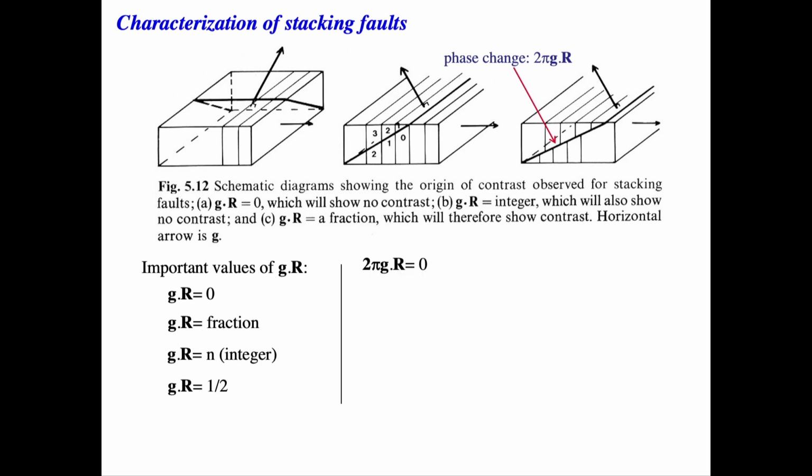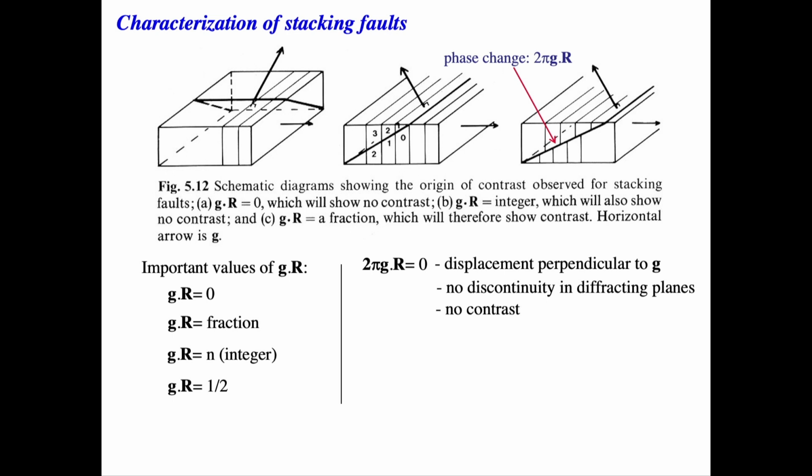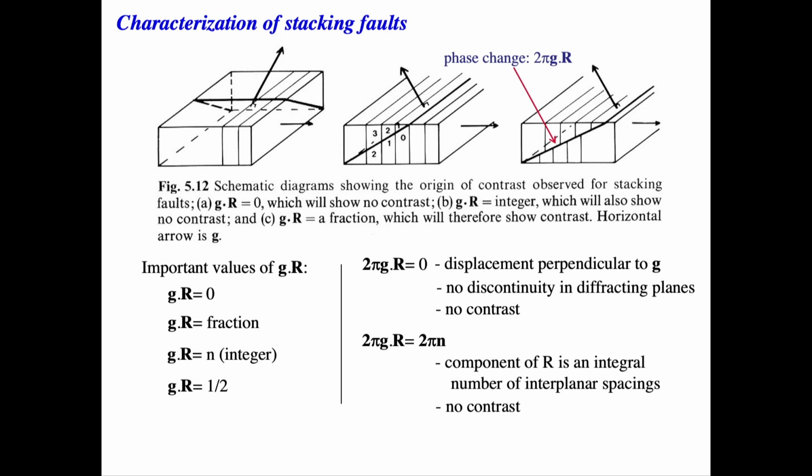So 2 pi g dot r is 0. This is displacement perpendicular to g. There's no discontinuity in the diffracting planes, and so there's no contrast. And 2 pi g dot r is 2 pi n. Under these conditions, the component of r is an integral number of interplanar spacings. No contrast. And so then we say, okay, 2 pi g dot r is fractional, and then we're going to end up with our diffracting planes being discontinuous, and we're going to pick up some contrast.